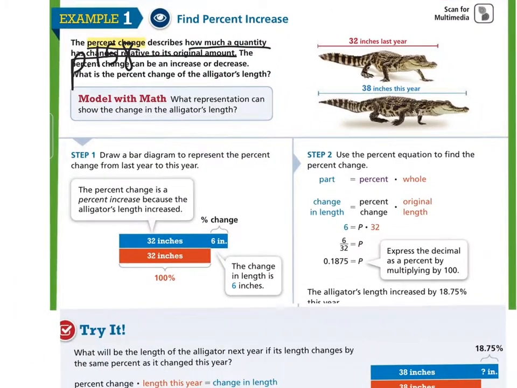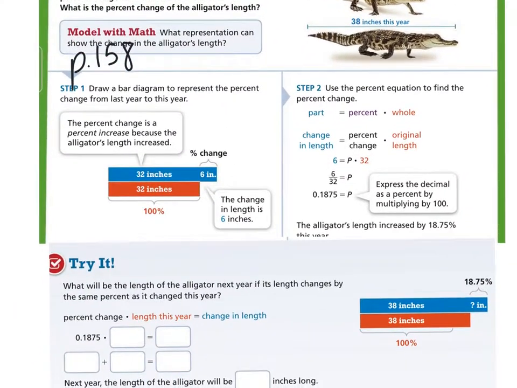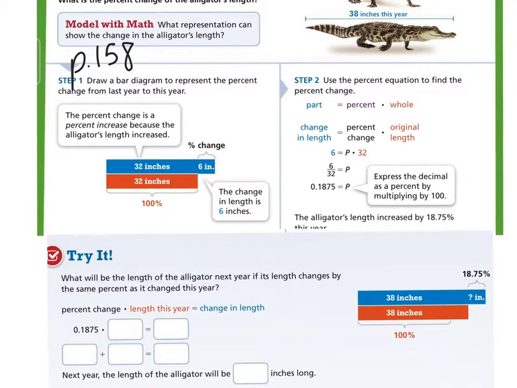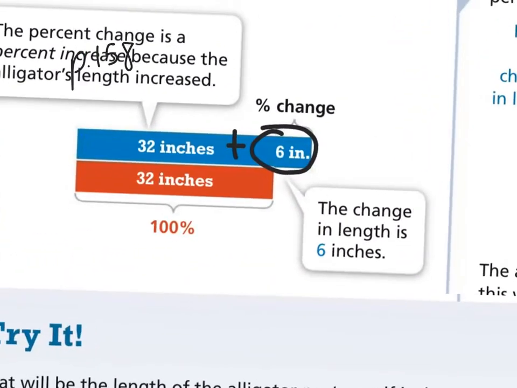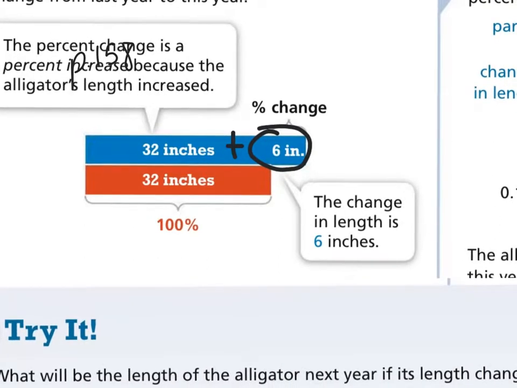So what we're looking at, visually we could make a bar diagram to kind of see what's happening. So it was 32, now it's 38. So basically the change, we had 32, now 38. So 38 would be like 32 plus 6. Okay, so it changed by 6 inches.